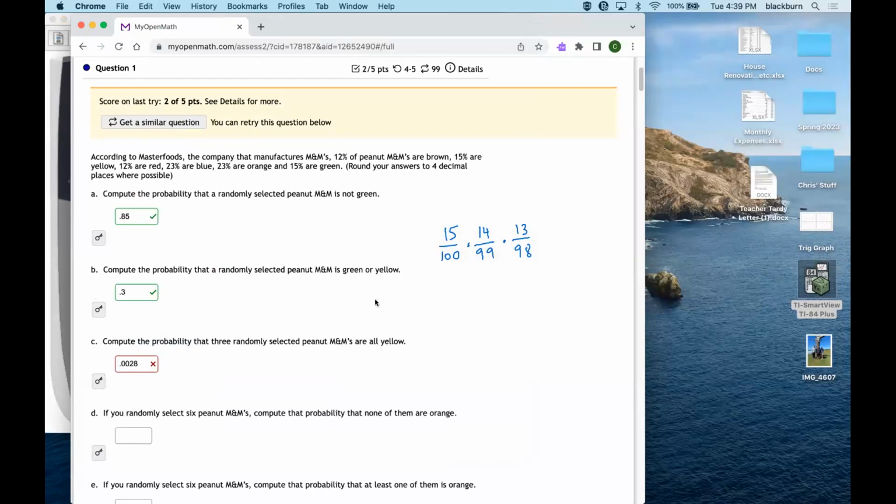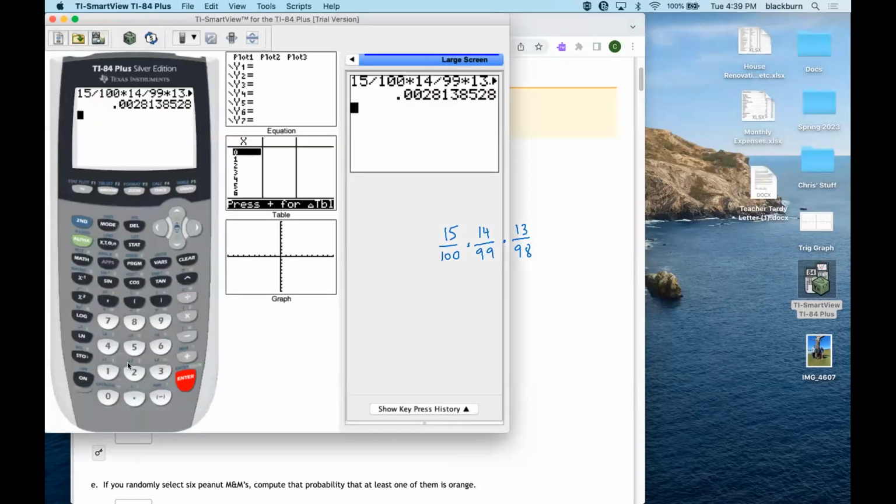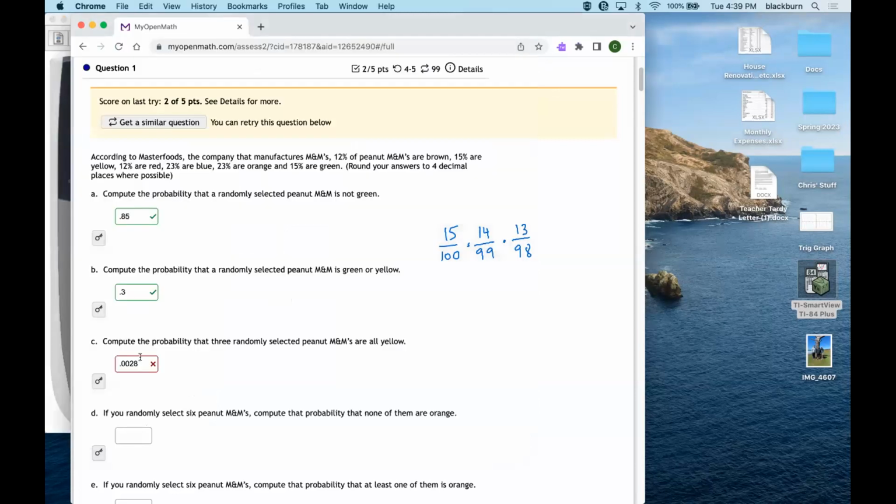0.0028. So I wonder if they just do 0.15 to the third. Let's see if that's what they do, because 15% times 15% times 15%. 0.0034. So that assumes you'd be putting the yellow M&Ms back. They didn't really explain that too well. But they're saying we're going to take a yellow M&M out, put it back, so it's still 15% on the second try and 15% on the third try. So that was not a well-phrased question, in my opinion.